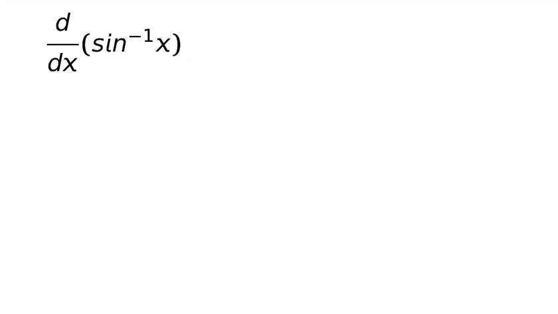We'll find the derivative of the inverse sine of x using implicit differentiation. The first step will be picking a variable. I will use theta, because we usually use theta to represent angles, to equal the inverse sine of x.